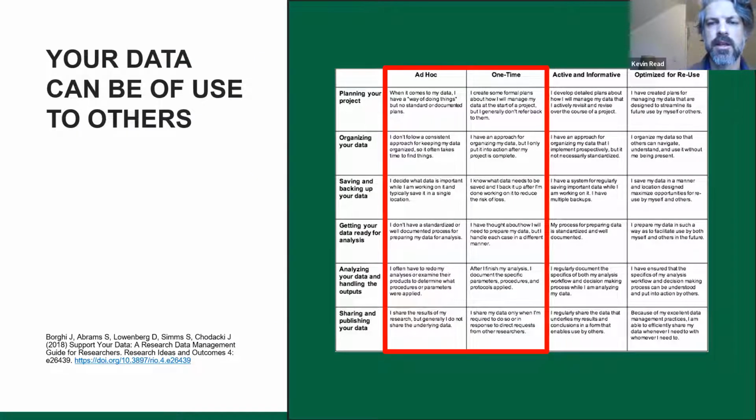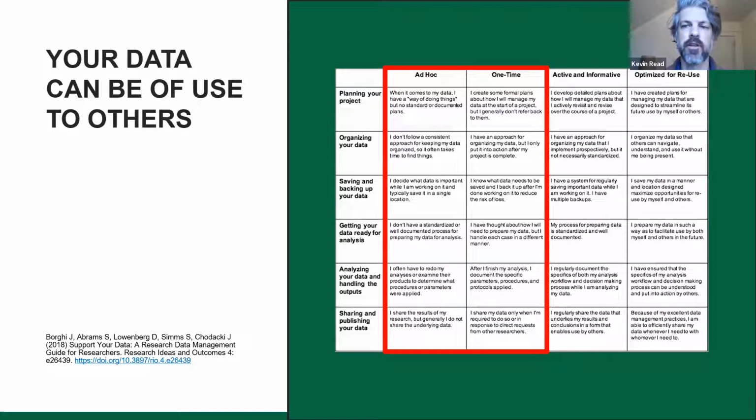So what's really important to think about is that your data can be useful to others. And so this is a rubric or a matrix that was drafted by a colleague of mine at Stanford named John Borghi. And what it does is it highlights the different ways that researchers tend to approach different stages of that research lifecycle. So whether you're planning a project to sharing and publishing your data, most people fall into these 2 categories, either doing so ad hoc or one time. So maybe someone's shown interest in their research and the researcher scrambles and gets all of the things together in order to share it with that one person.